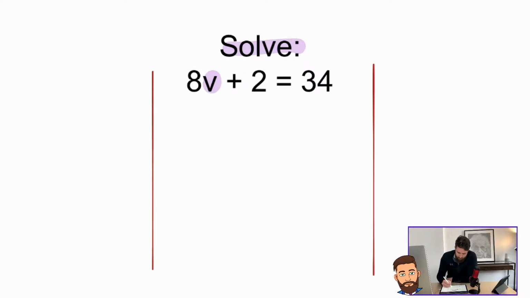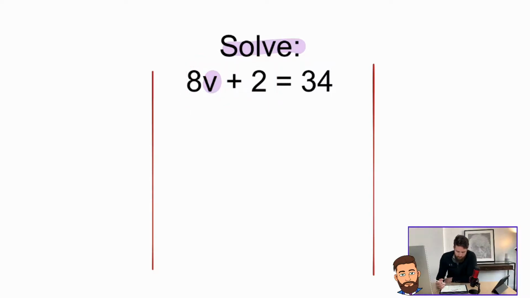The first step that we need to do when looking at solving this equation is to get rid of this 2 here. The goal is to get this on its own. We need to get rid of this and get rid of this, so it says v equals. To do this, we will always leave whatever is attached to the unknown till last, so this 8 is attached, so we'll leave it until last. Therefore, we should get rid of this plus 2.